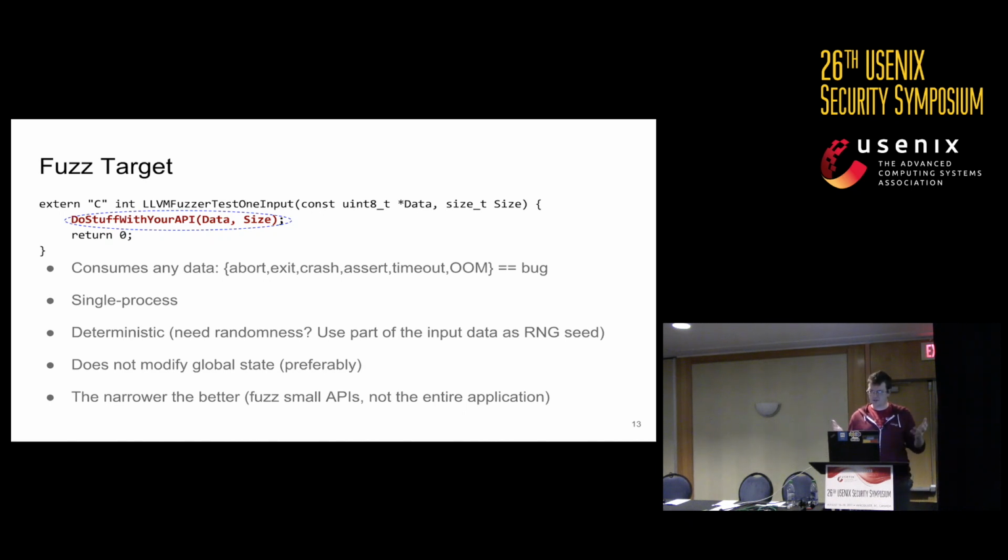It should be single process. It cannot spawn any other processes. At least we won't be able to go through into other processes. Ideally, it should be deterministic. Ideally, it shouldn't touch any global state. And the smaller the piece of code it touches, the better. The efficiency of fuzzing is actually very sensitive to the amount of code you are trying to fuzz.